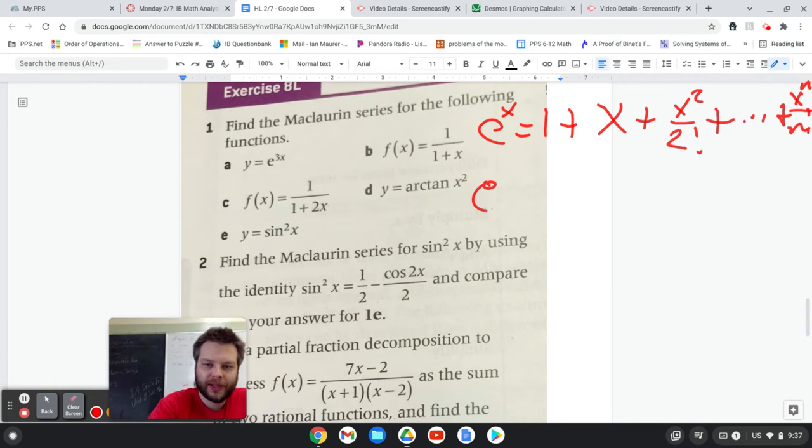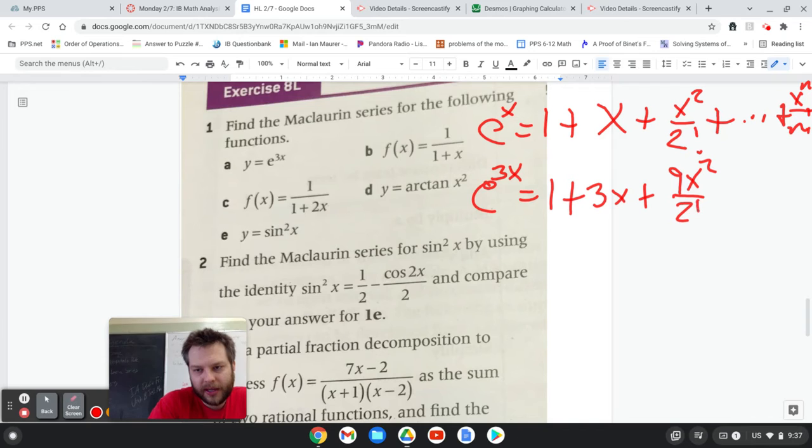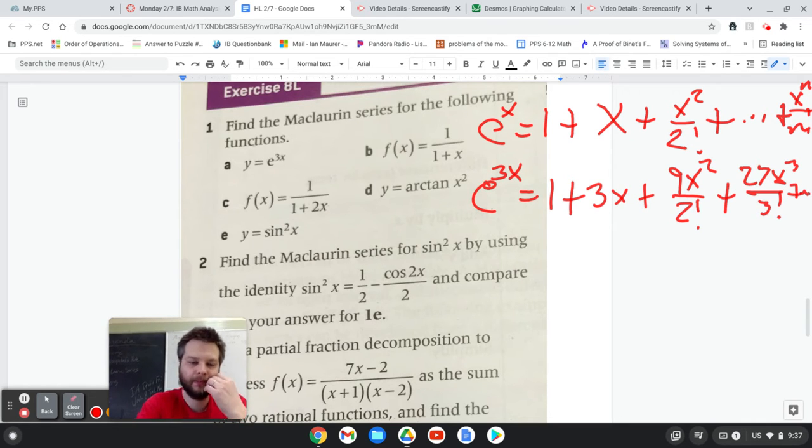And so what you can do then for e to the 3x, this is just a nice trick, is just substitute: 1 plus 3x plus 9x squared. You may wonder, wait, I thought it was substituting 3x. Well, I squared it. I squared the 3. So 9x squared over 2 factorial. The next one, I guess, would be 27x to the third over 3 factorial plus etc. I say it's just substitution. It's a really nice, efficient way to get a more complicated Maclaurin series.